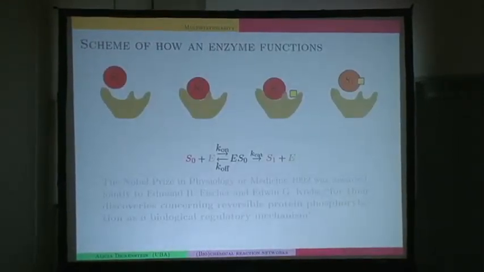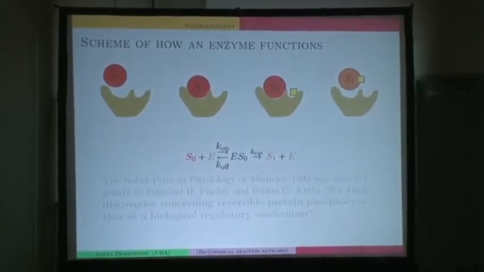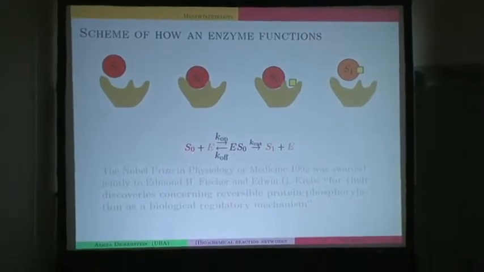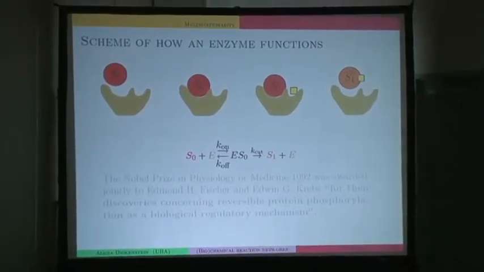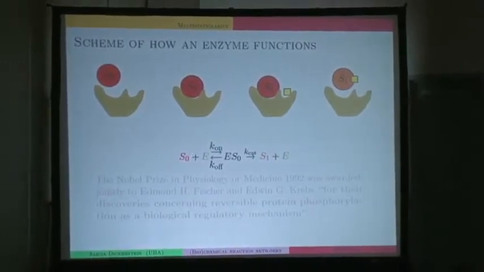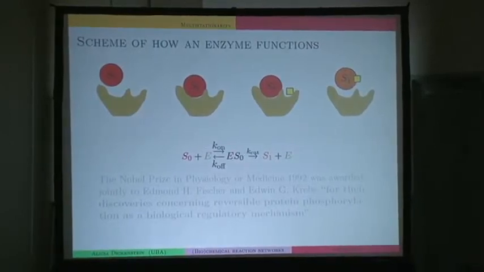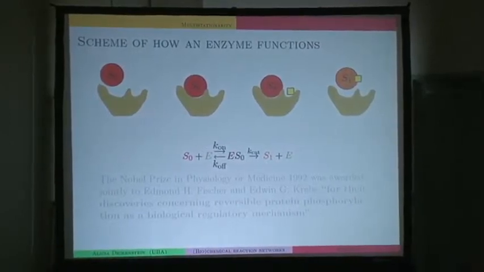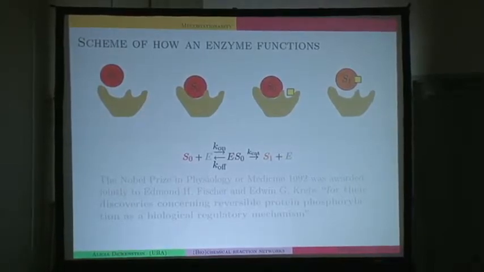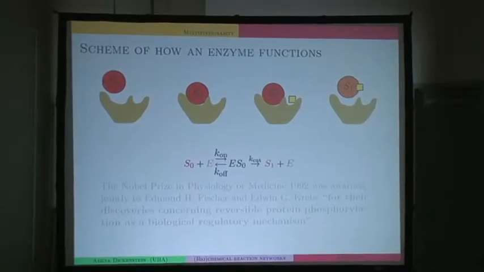So this is a very, very schematic way of how an enzyme functions. The idea is that here there are 4 species. The first species, S0, is called the substrate. Then E binds the substrate. There is an intermediate complex, this is reversible. And then there's a catalysis, and we get S1, a new species. And E goes away. So it produces a reaction, and then it goes away.